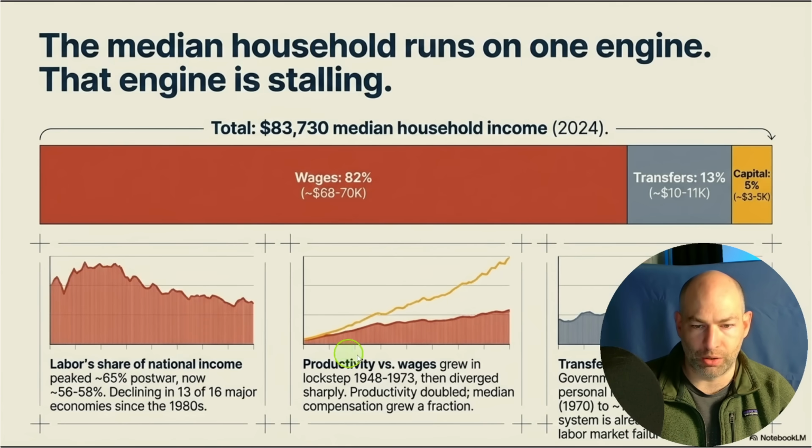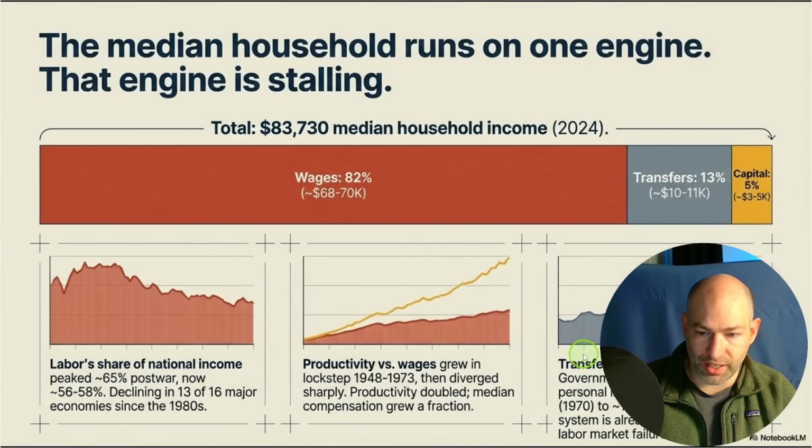The second macroeconomic trend is the productivity versus wage gap. So productivity and wages grew in lockstep from 1948 to 1973, then diverged sharply. Productivity doubled, median compensation grew at a fraction of that rate. This is what you expect to see in an automated economy. One thing to keep in mind is that automation did not begin with large language models. Automation began with industrialization, with industrial robots, with databases and robotic process automation and back office automation.